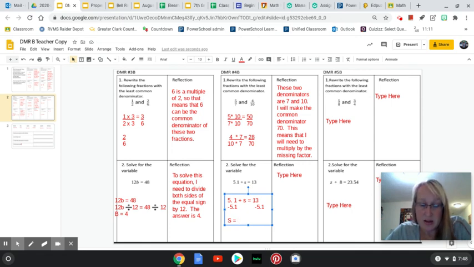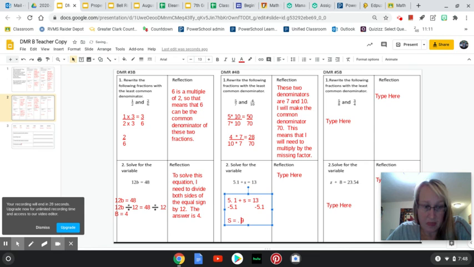So 13 minus 5.1, I know it ends in a 9. So I'm trying to do 7.9. I'm hoping that's right because I'm getting ready to lose my 5 minutes. So there we go.